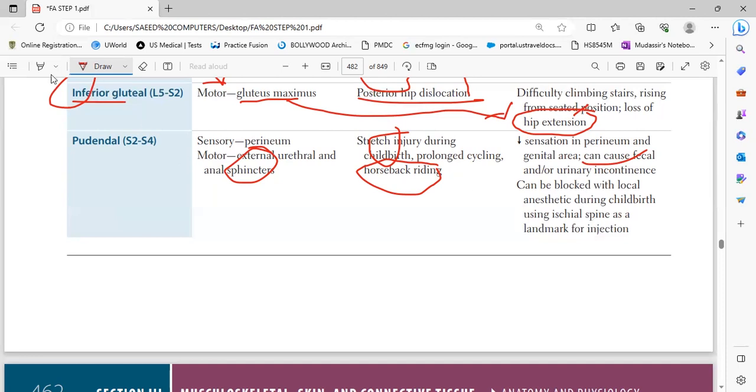Okay, so these are the important MCQs. It can be blocked with local anesthetic during childbirth, using the ischial spine as the landmark of injection. So you will use the ischial spine as a landmark. So that's all about lower extremity nerves.